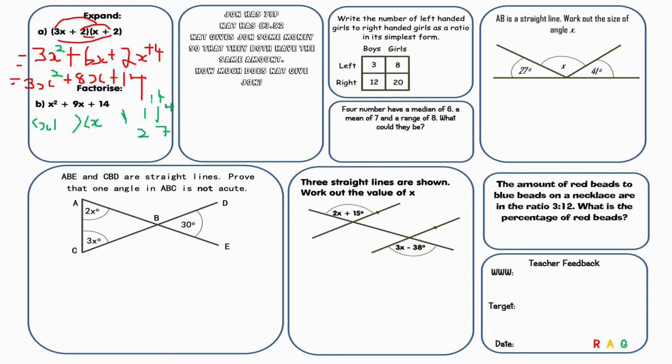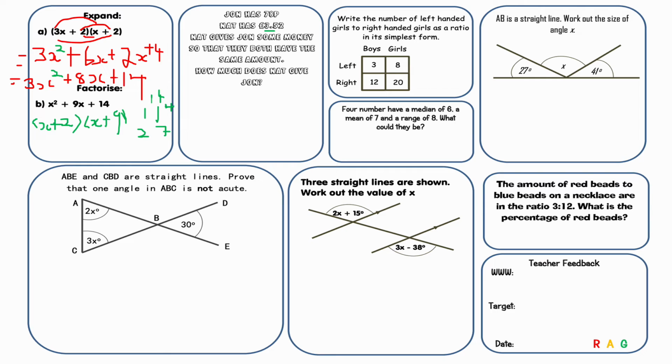So it's x plus 2 times x plus 7. Okay, for that question. Next question, John has 78 pence, Nat has £3.52.